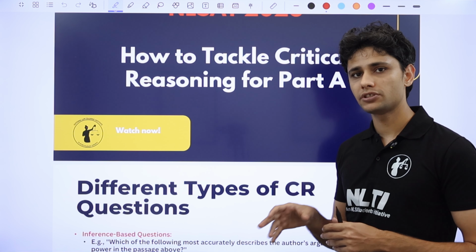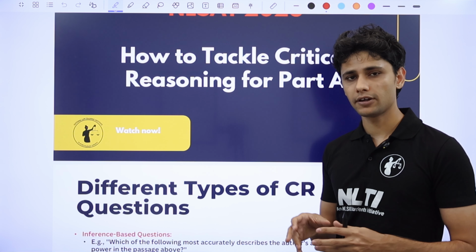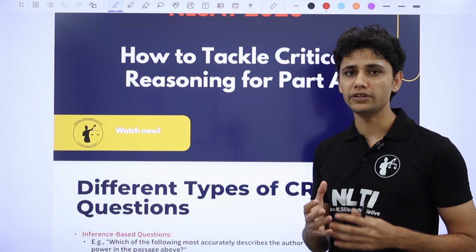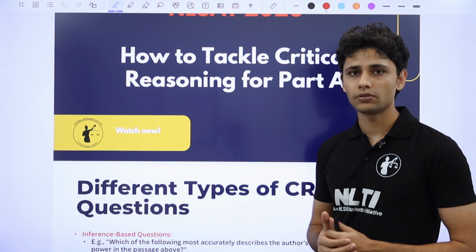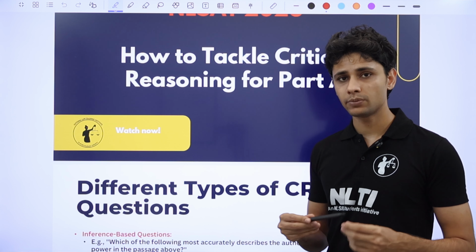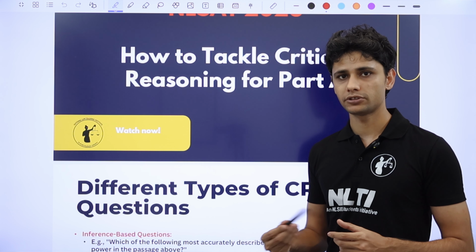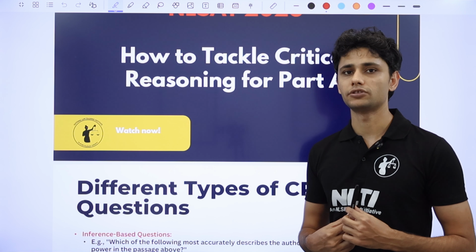The type of questions they ask in NLSAT, specifically on critical reasoning, tend to be very unique to NLSAT. You will not see these kinds of questions anywhere else. So having some insight into what these types of questions are and how to deal with them is going to be quite useful for you in this session.